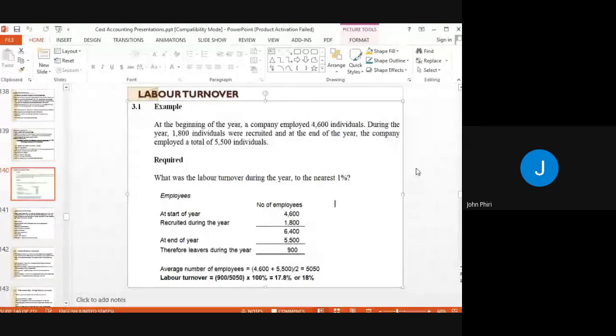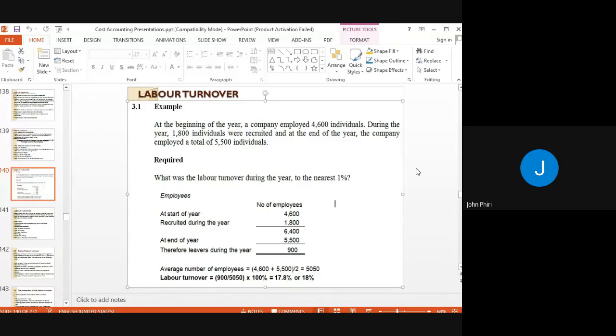Okay, so let's continue with that example. At the start of the year, you had 4,600 employees. Then you recruited the 1,800. So when we add together the total number of employees, you ended up having 6,400. But then at the end, when you do headcount, there are 5,500 remaining. So what does it leave us? It gives us that 900 of those employees left. Yeah, they left the company.